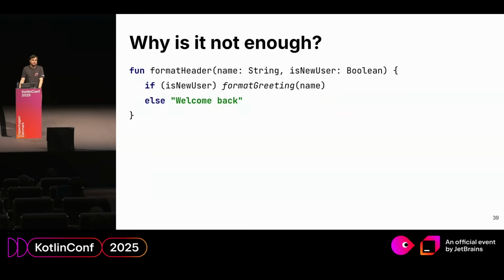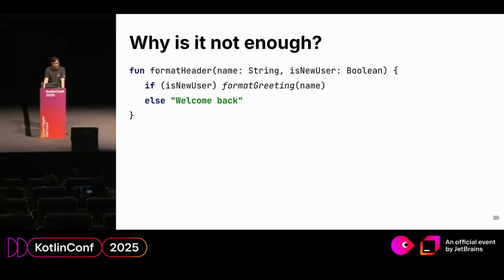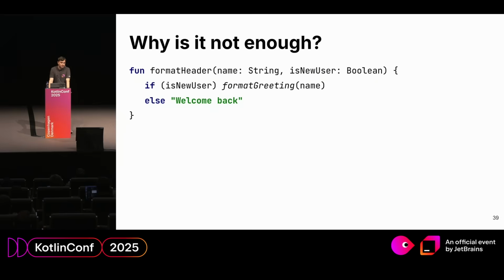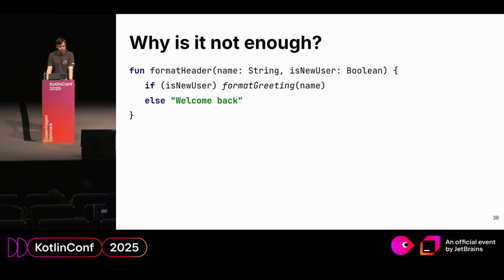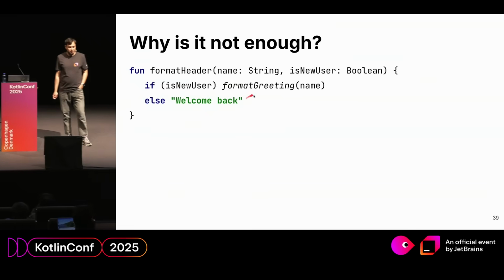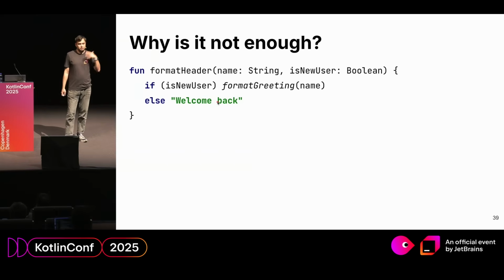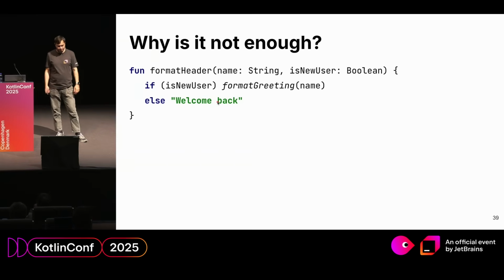So, okay, this seems quite easy, and probably like 2 days of work, but surprisingly, it is not enough. Why? Let's take a look at this piece of code. So here we have a format header function, and we do some tests. So if it is a new user, then we should format some greeting. But if it is not a new user, then we just return some string like welcome back.